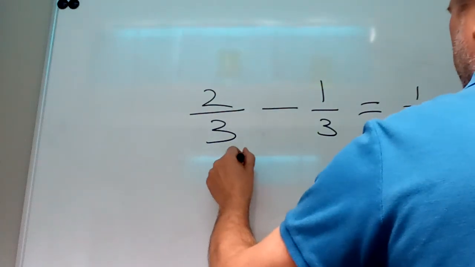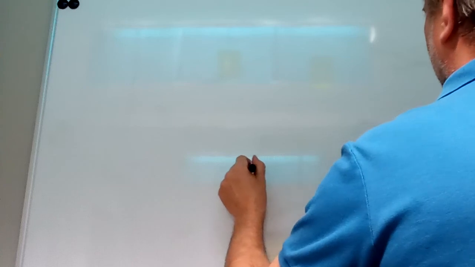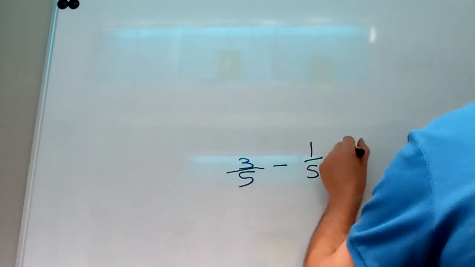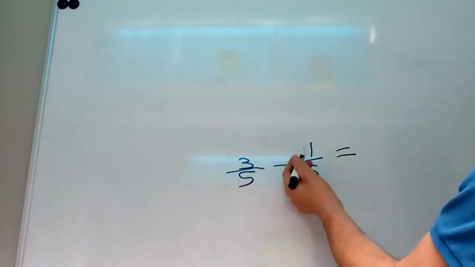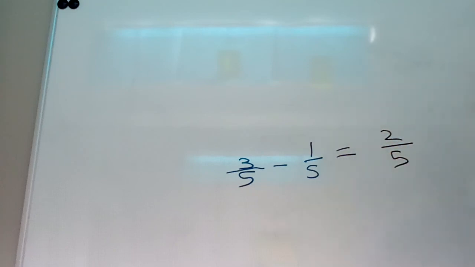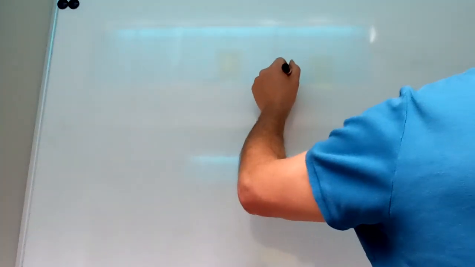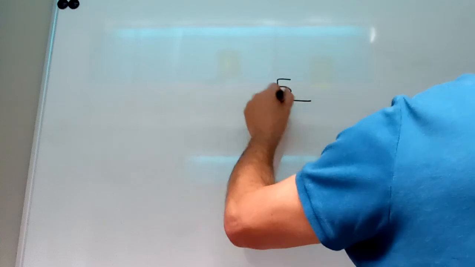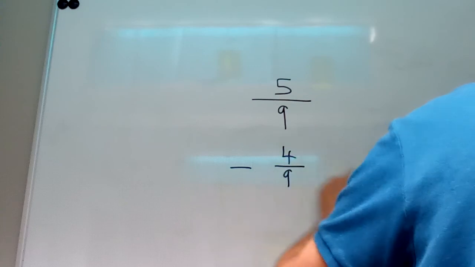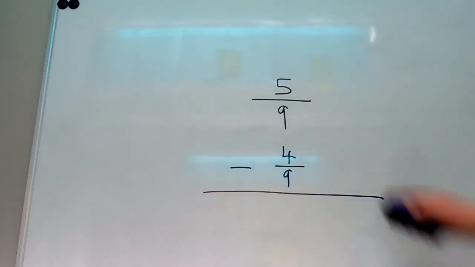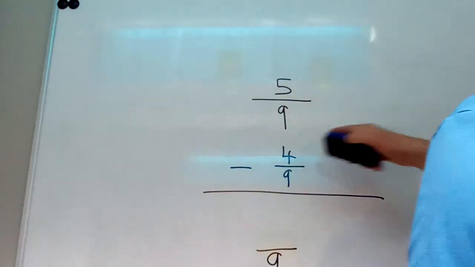If I have 3/5, and I want to subtract 1/5, well, I've got a common denominator of 5, so I just need to subtract the 3, subtract 1, which is 2, and I'll leave my 5 on the bottom, 2/5. Okay. And then you can also write them this way like we did the other. Let's take 5/9. Let's subtract 4/9. And you've got a common denominator of 9. That's on the bottom. 5 subtract 4 is 1.